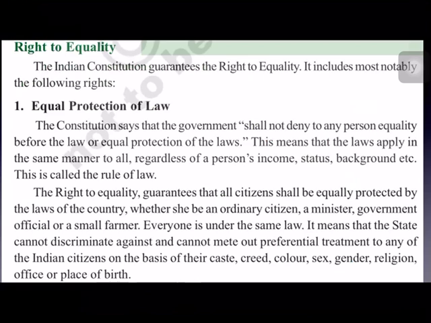And no one can demand preferential treatment. That means the government cannot show any discrimination in giving a preferential treatment to any citizen. All must be given equal treatment on the basis of caste, creed, color or sex or gender or religion. The government cannot show any discrimination.